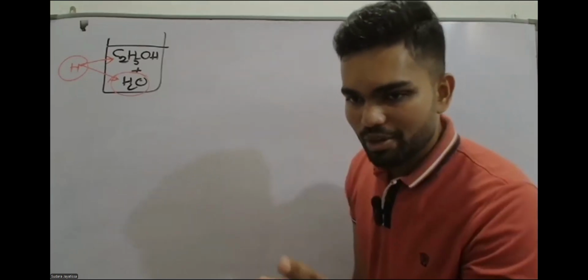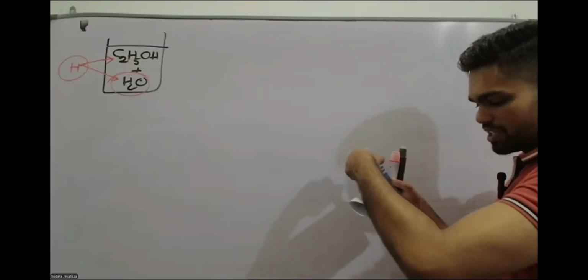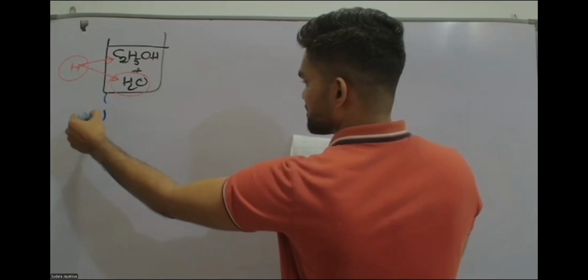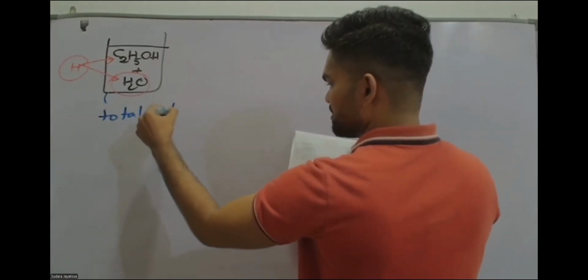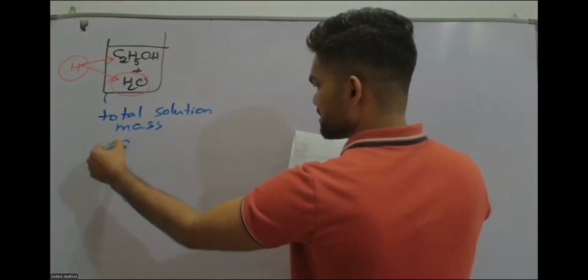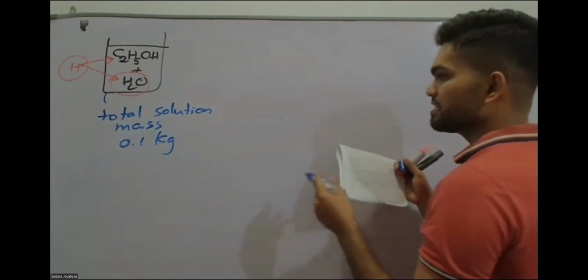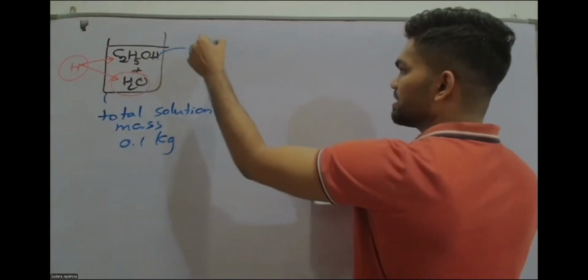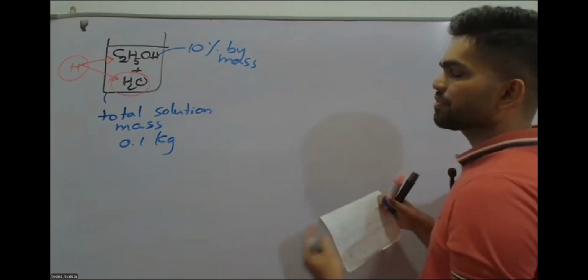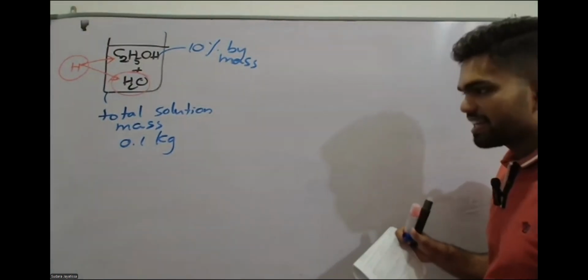So I'll explain one more time. I haven't started the discussion yet. Let's put the information to the diagram. The total solution mass is 0.1 kilogram, as it says. And it is telling you have ethanol 10% by mass. That means if you have 100 grams of the whole solution, 10 is ethanol. That's what they are telling.